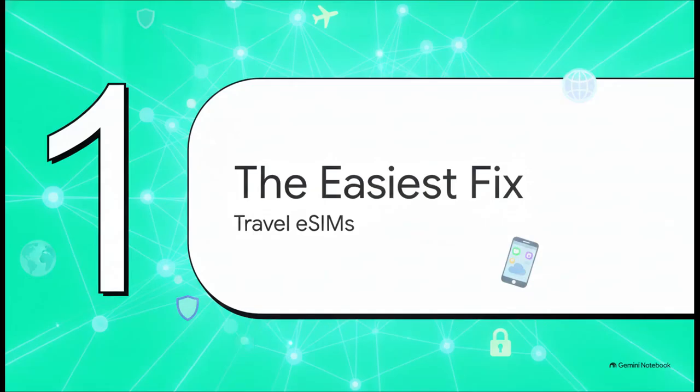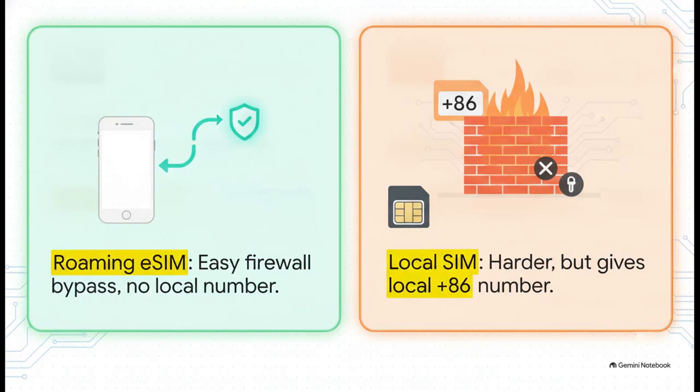All right, let's move into Section 1, the easiest fix, travel eSIMs. Here we have the ultimate tech showdown. You basically have two main paths to choose from. First up, the roaming eSIM. This one is incredibly easy. It automatically bypasses the firewall without any extra software, but the catch is it doesn't give you a local Chinese phone number. On the other hand, going with a local SIM means you'll have to use a VPN to access your Western apps. That's a bit harder to manage, but it does give you that sweet local +86 phone number, which as we'll see can be highly useful.